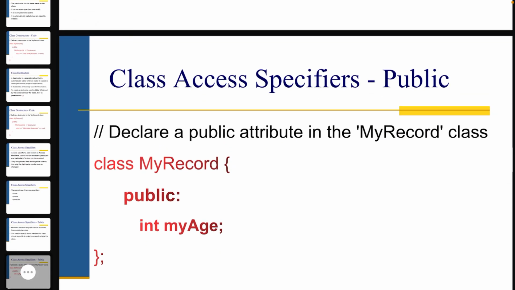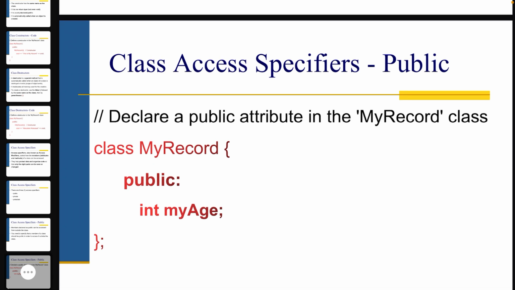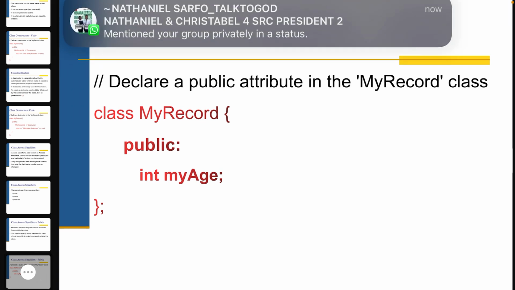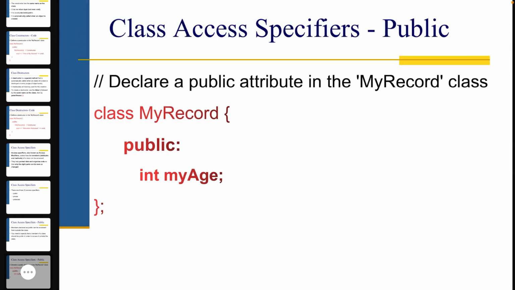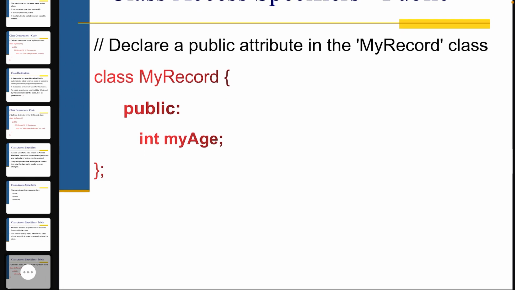Let's declare a public attribute in my record class. So this is how the class access specifier with the public looks like. Class my record, public, then your colon, int my age. This is how it looks like.